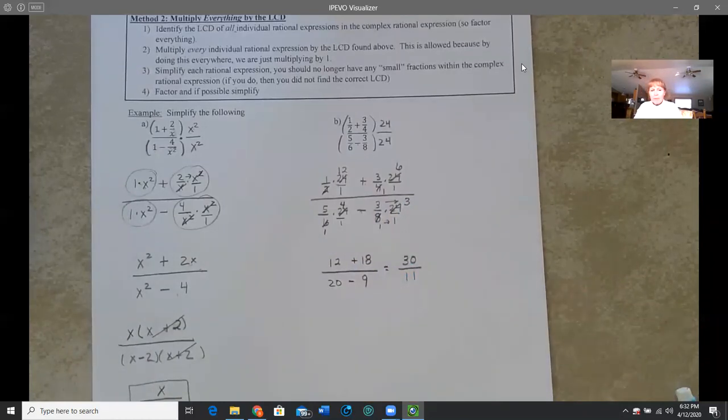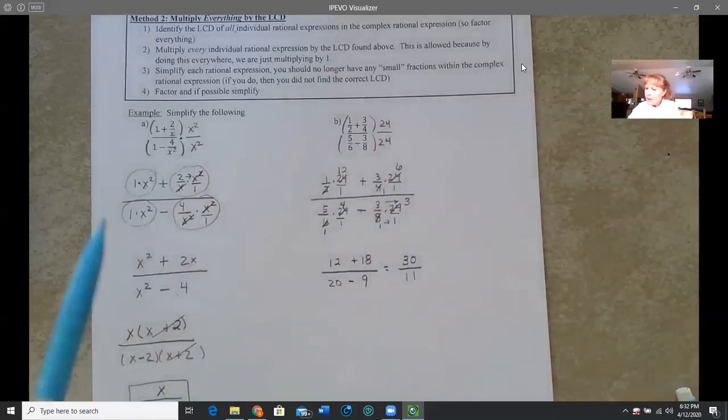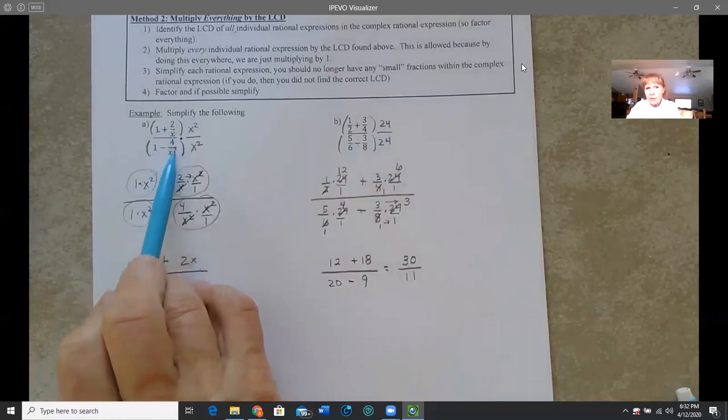And that cannot be reduced any further. So your answer is 30 over 11. So let's go through this one more time, and we'll practice another one before we look at method 2, in that you find the least common denominator from the little fractions.